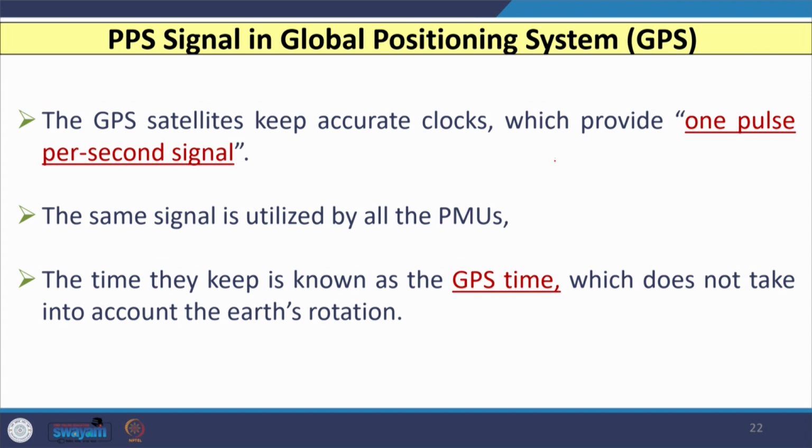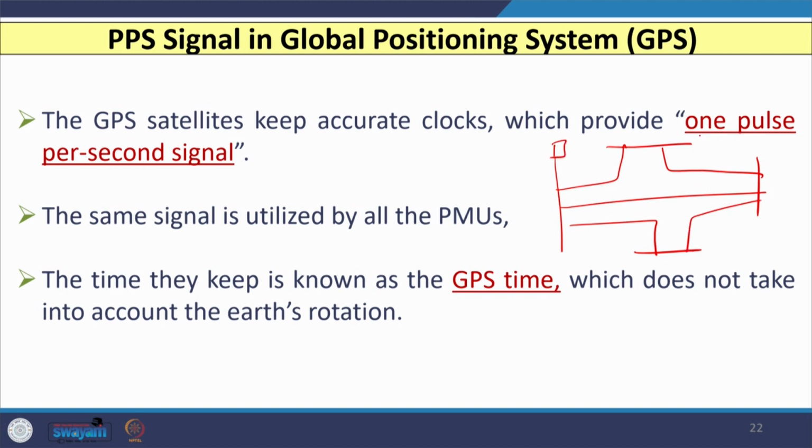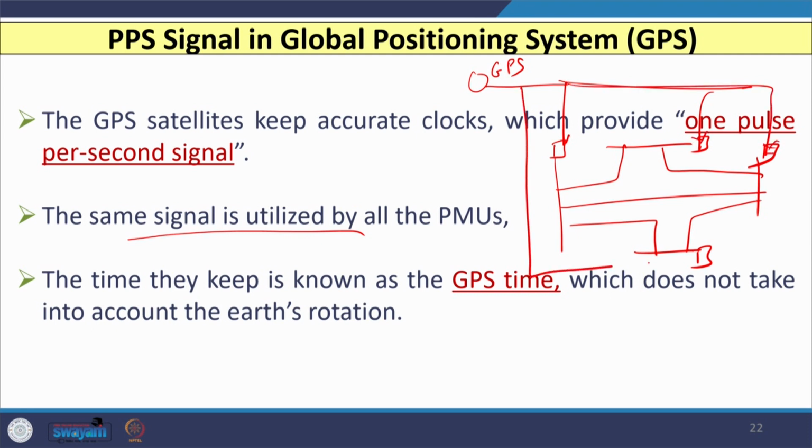So, let us say if we have a system like this, and if we have installed the PMUs at this bus and the other 2 buses, then what is the meaning of this? That GPS clock signal is given to all the PMUs that are installed in a particular system as an input, so that we will have the time stamping of all the signals acquired by these PMUs. So, the time they keep is known as the GPS time, and this time does not take into account the earth's rotation. This is also a very important point we need to remember.